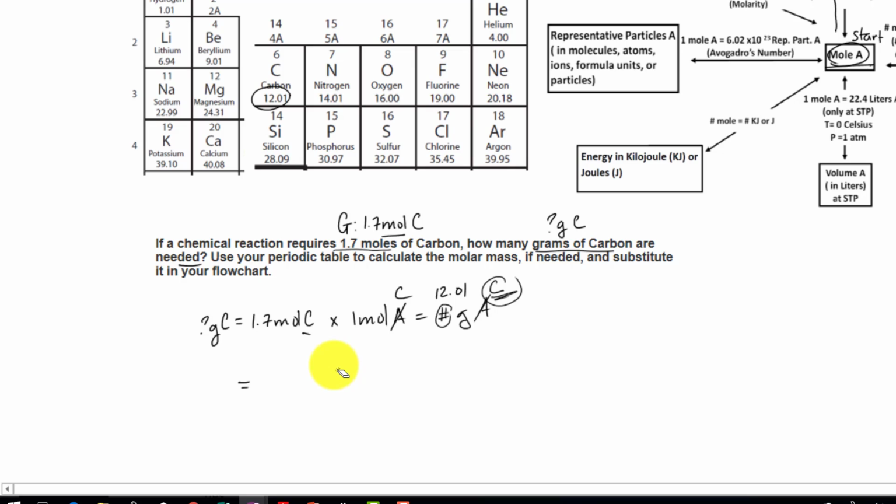And if I'm going to rewrite this and multiply my conversion factor, the very first thing that you should do is write down, starting from your given, 1.7 moles of carbon, times the conversion factor like we did before.